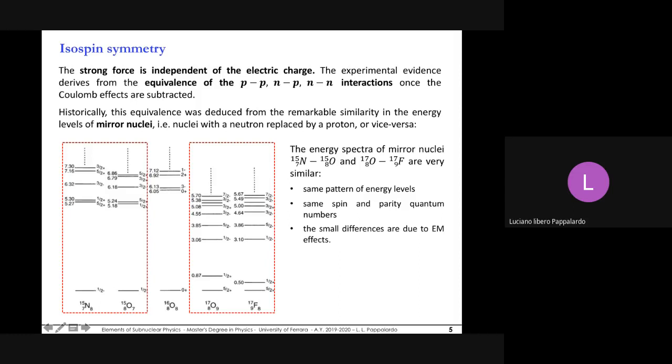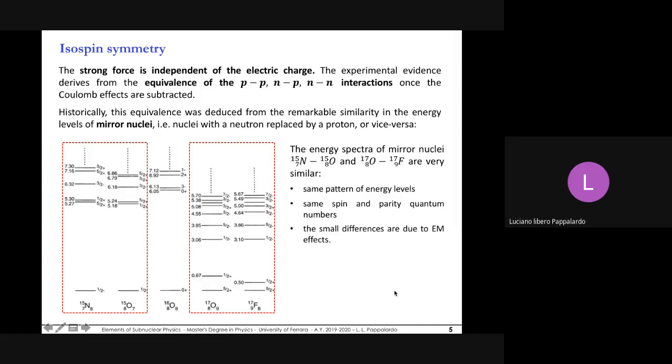And if you look now at the structure and also the quantum numbers of these energy levels, they are very, very similar. Another pair is oxygen-17 with fluorine-17. Again, the similarity is remarkable, okay? Not only in the assignment of the quantum numbers, so spin and parity, but also in the energy levels. If instead you take another nucleus, such as oxygen-16, which is not a mirror, then you get a completely different pattern of energy levels, okay?